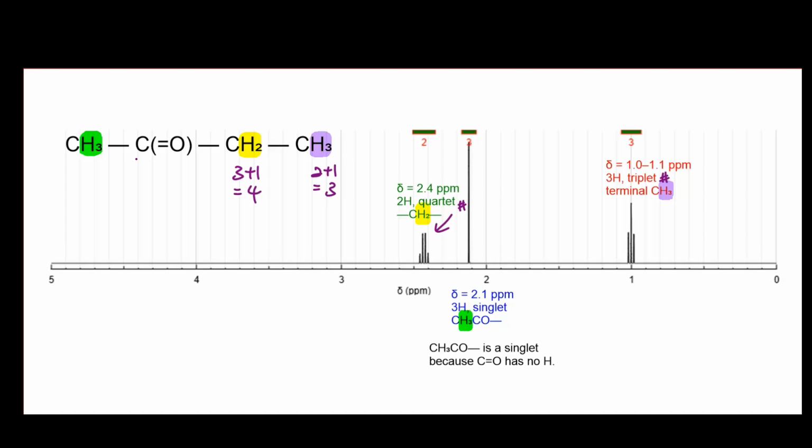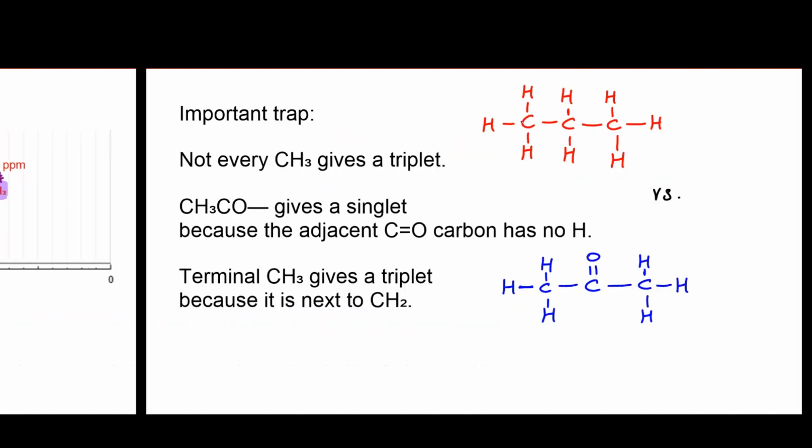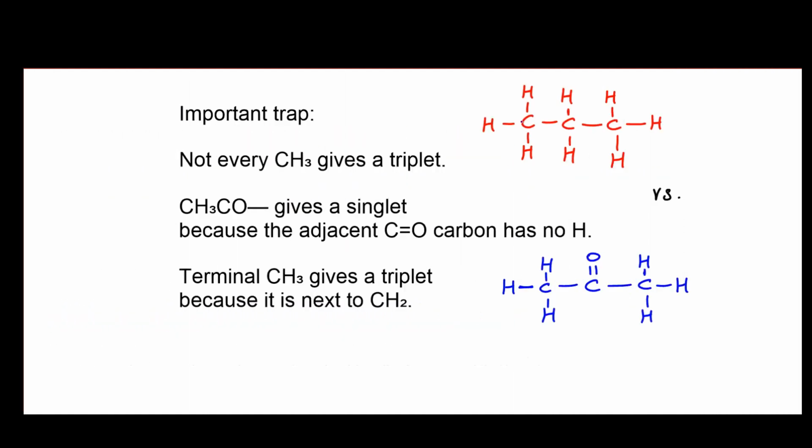The CH₃CO signal appears as a singlet because the adjacent carbonyl carbon has no hydrogens. So 0 plus 1 equals 1, hence a singlet. This is why butanone is a useful trap. Not every CH3 group gives a triplet. The CH₃CO group gives a singlet because the adjacent carbonyl carbon has no hydrogens.